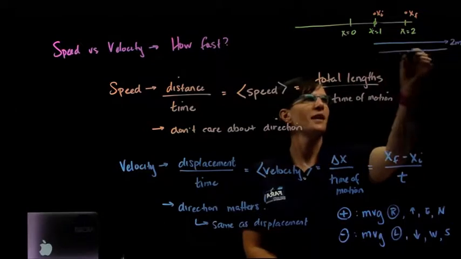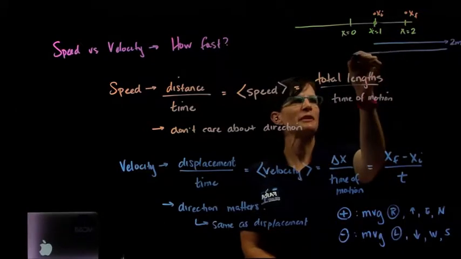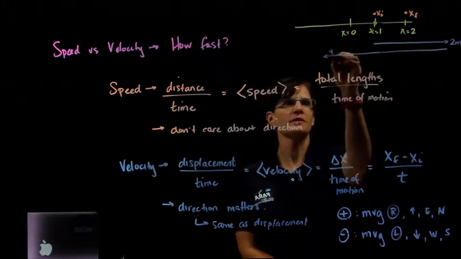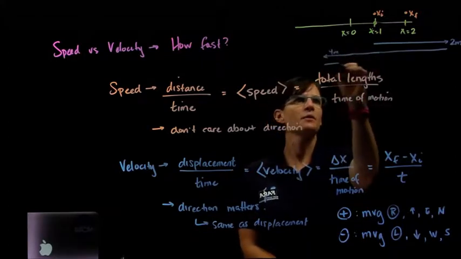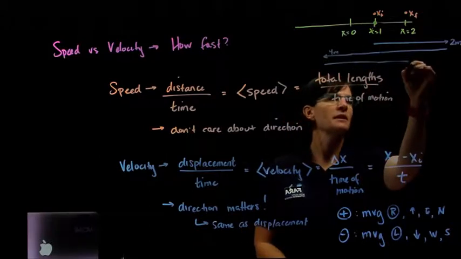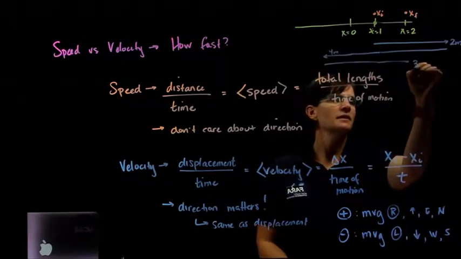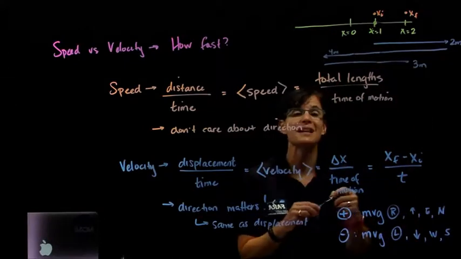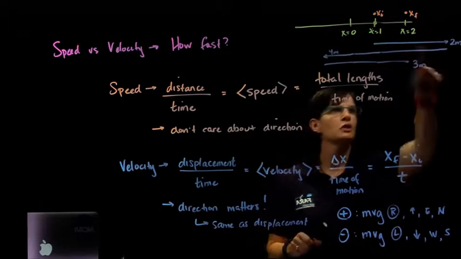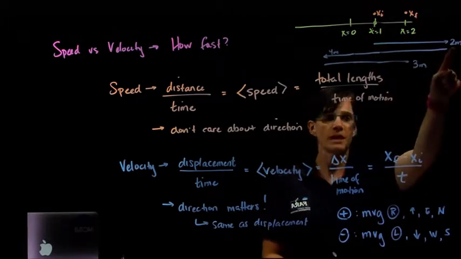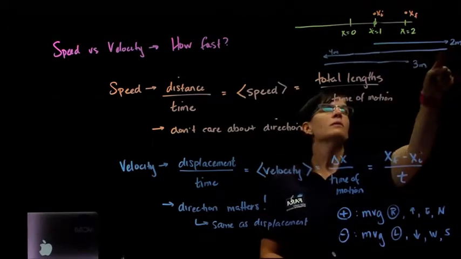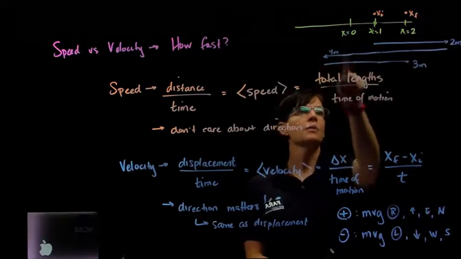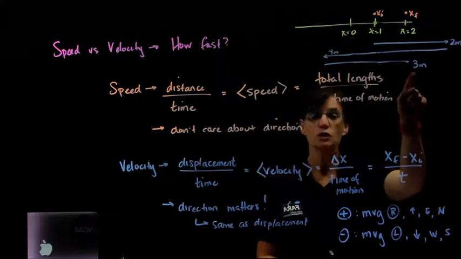1, 2, 3, 4 meters to the left. So this was 4 meters in length. And then 1, 2, 3 meters to the right. So these blue numbers are representing the lengths I traveled. 2 meters to the right. 1, 2, 3, 4 meters to the left. 1, 2, 3 meters to the right.